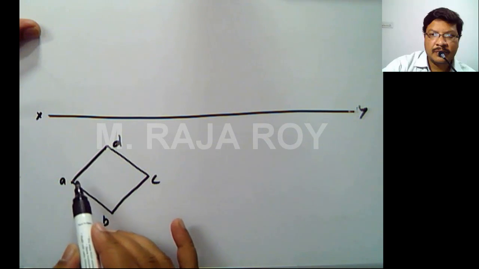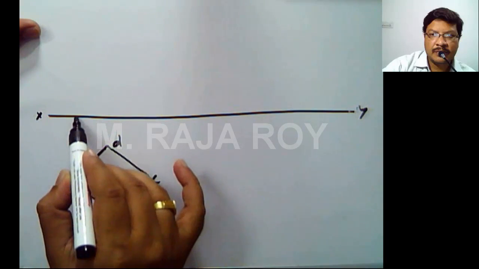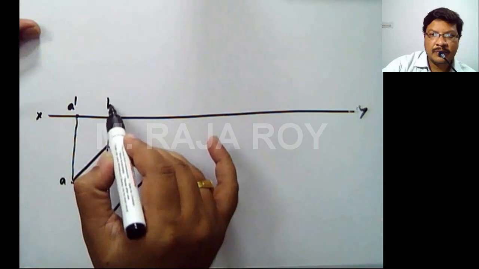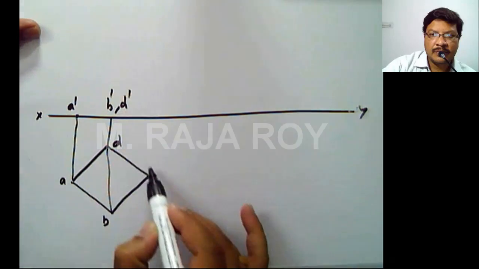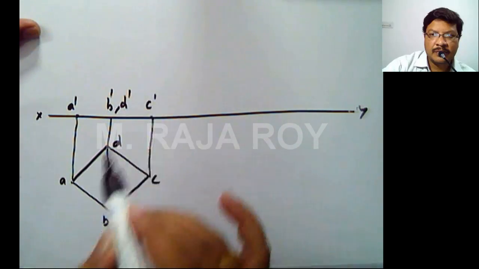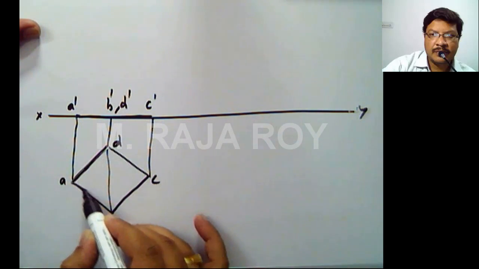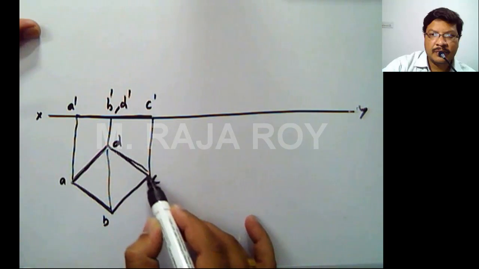Now I will project the front view. Somewhere here I will get A dash, somewhere here I will get B dash and D dash. This point is C dash. This is the front view, and this is the top view.